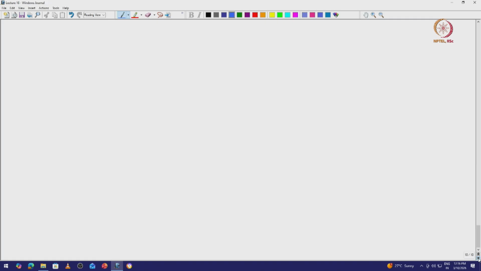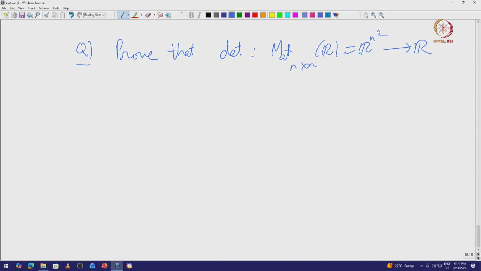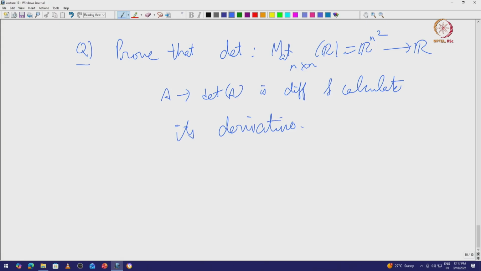Here is another example. So the question here is, prove that the determinant function, which takes square matrices and produces a number, the determinant of A, is differentiable, and calculate its derivative. Right, so how does one solve this problem?